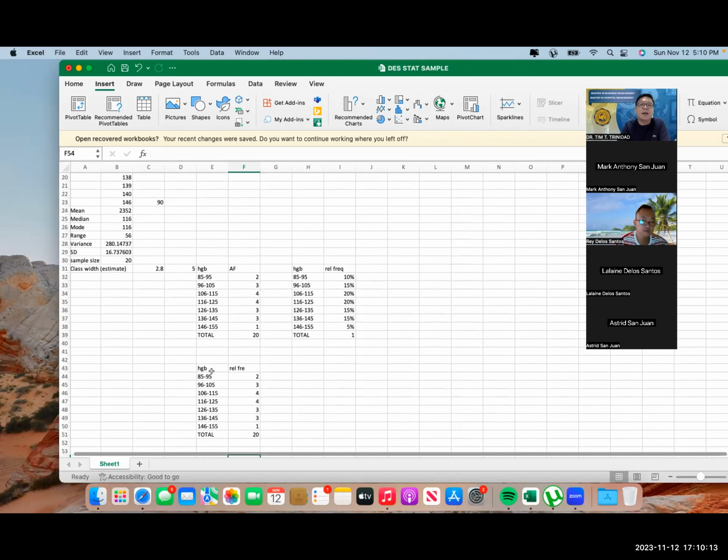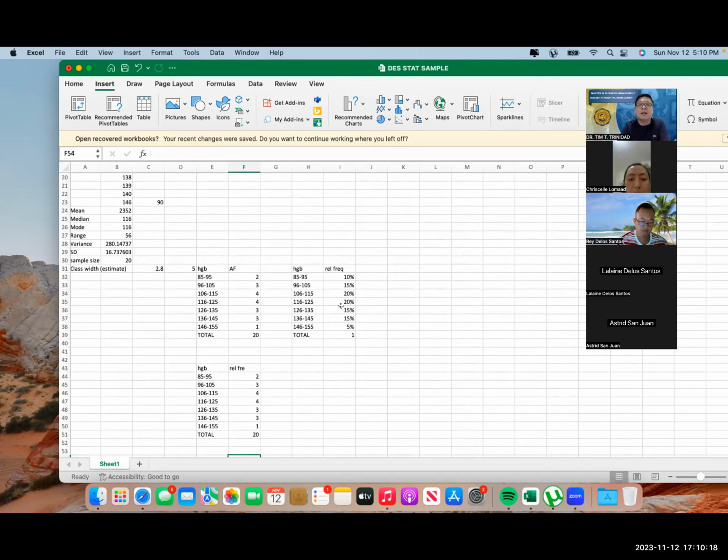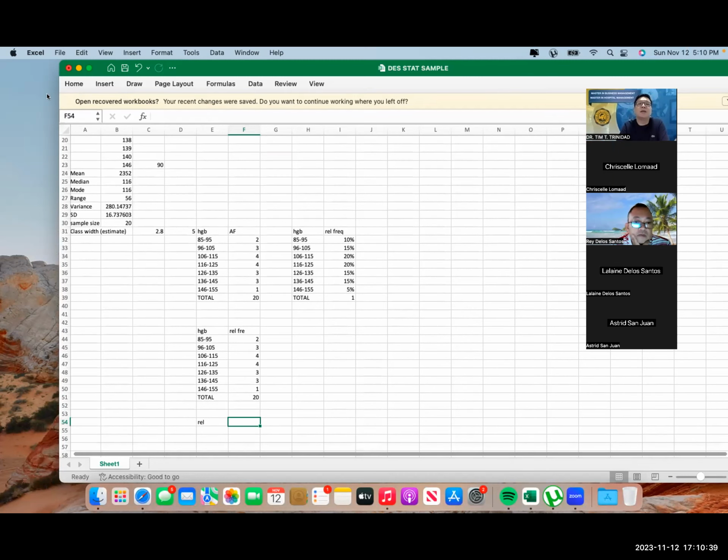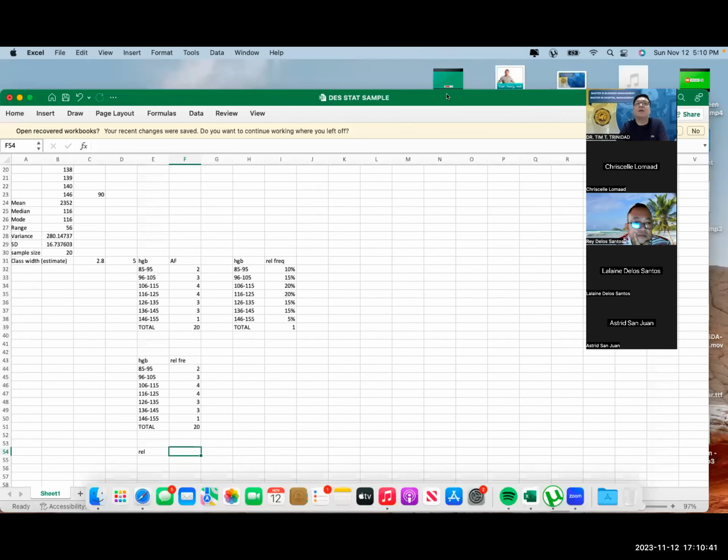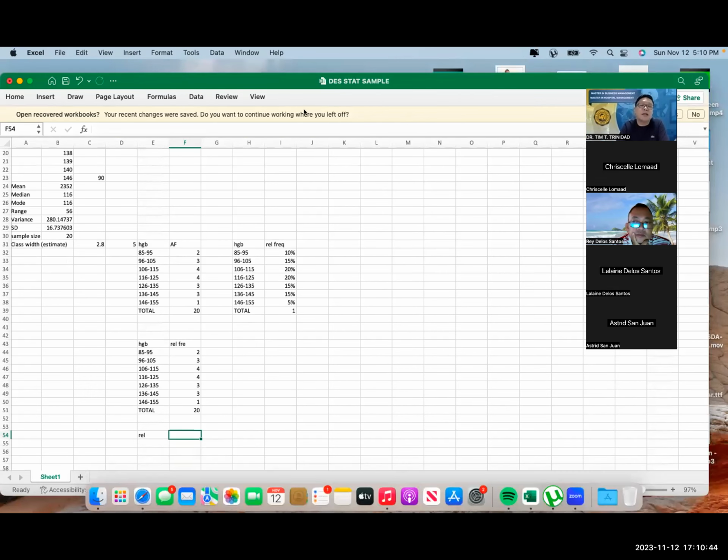So pagka kinumpute mo ito individually, magkakaroon ka na ng relative frequency value here. Okay? So, ang lalabas dito is decimal. So you can transform this. You just click on that decimal sets and then transform it into percentage. Okay? Sorry, hindi ko kasi makita yung table ko. May mga pictures. So you just click on the transformation para maging percentage ito.